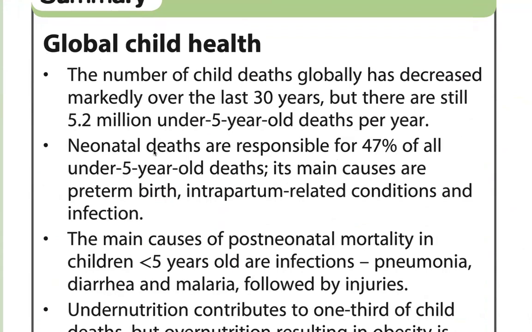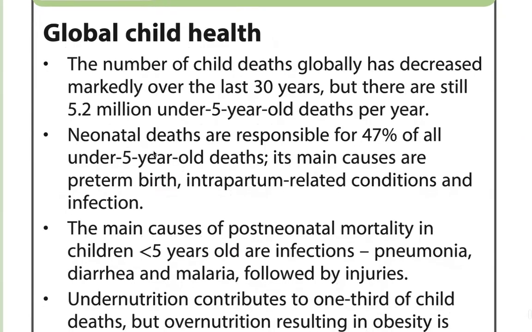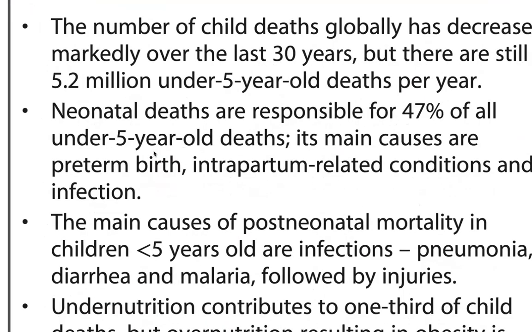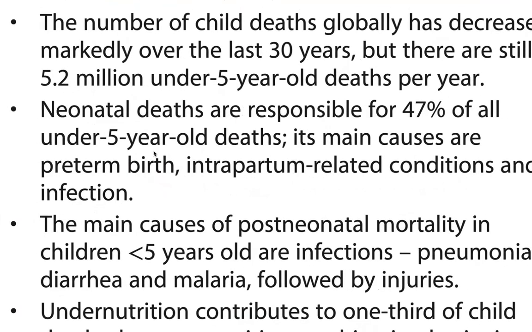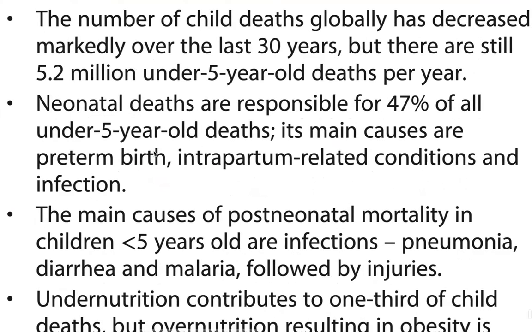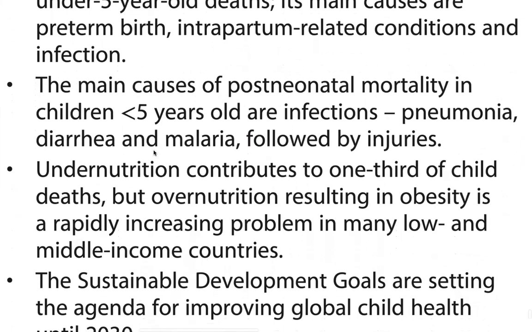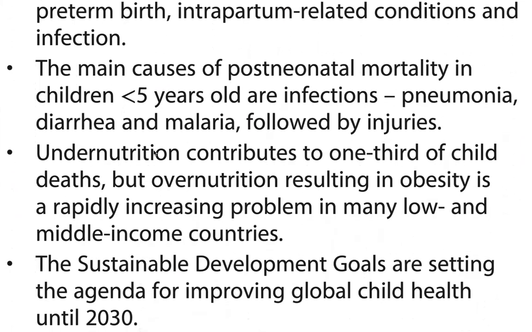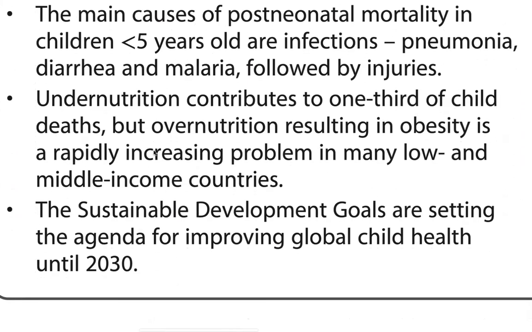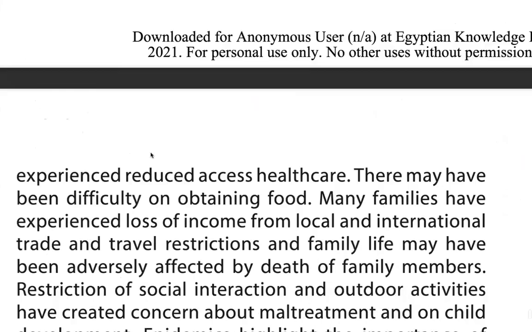The number of child deaths globally has decreased steadily over the last 30 years, yet there are still 5.2 million under-5-year-old deaths per year. Neonatal deaths are responsible for 47% of all under-5 deaths, with main causes being preterm birth, intrapartum-related neonatal conditions, and infection. The main causes of postnatal mortality in children less than 5 years old are infections, pneumonia, diarrhea, and malaria, followed by injuries, and malnutrition contributes to many child deaths. Overnutrition is a rapidly increasing problem in many low and middle income countries. The Sustainable Development Goals set the agenda for improving child health until 2030.